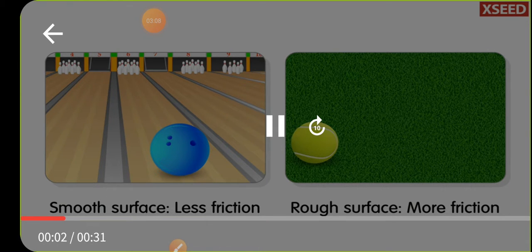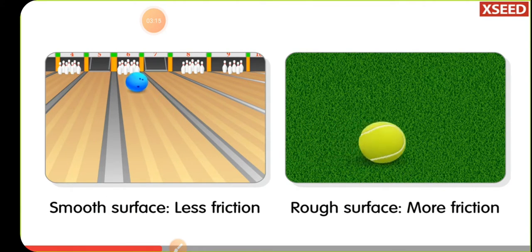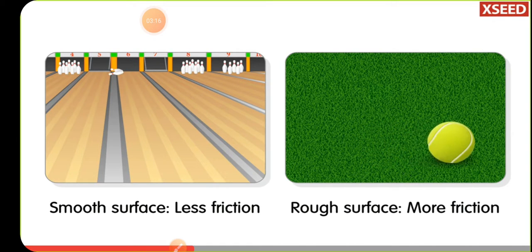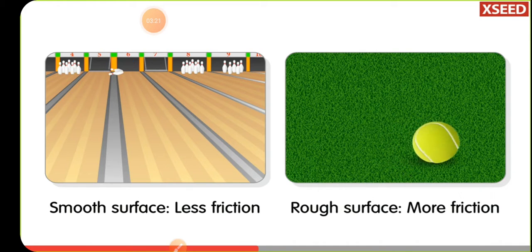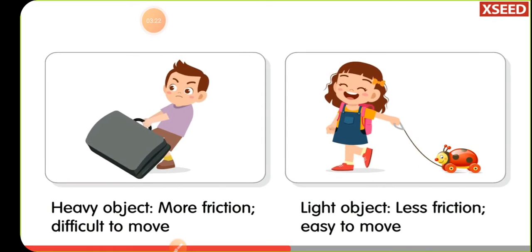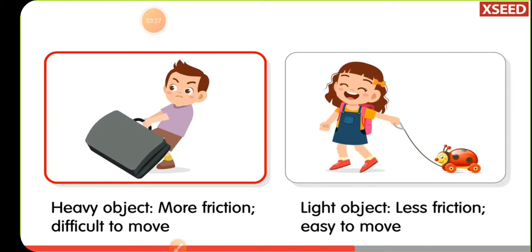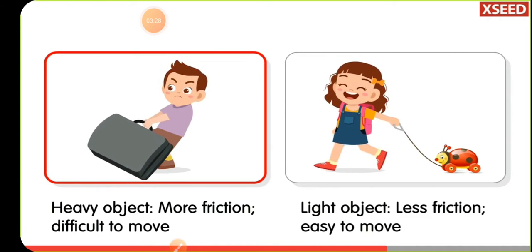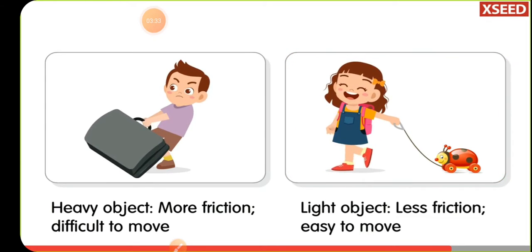Friction depends on the nature of two surfaces that are in contact. A rough surface offers more friction than a smooth surface. Friction also depends on the weight of objects. Friction is more for objects that are heavier. Friction is less when objects are lighter.